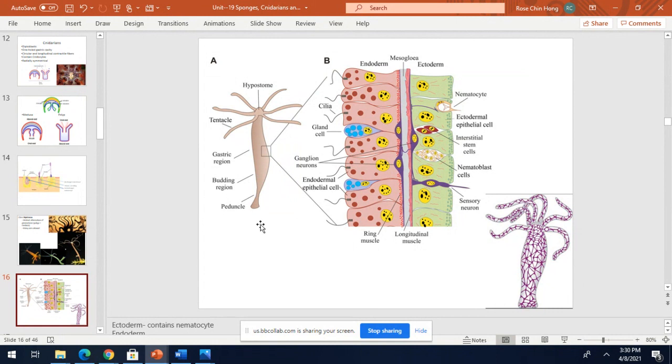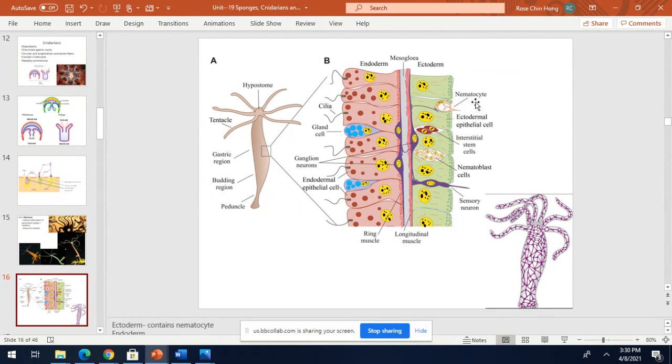So they can flip and move around, somersault. So now this is a cutaway of the hydra body to look at the different kinds of cells. So here, this is ectoderm, which means it's on the outside. This is in the outside environment.